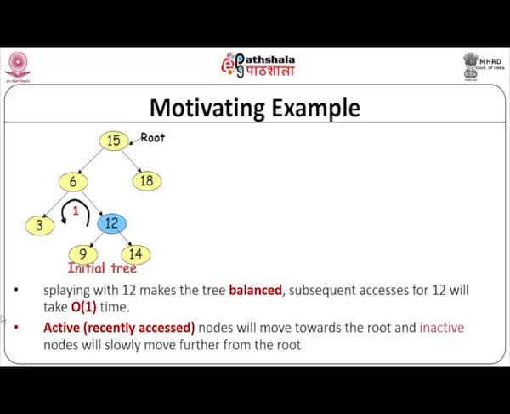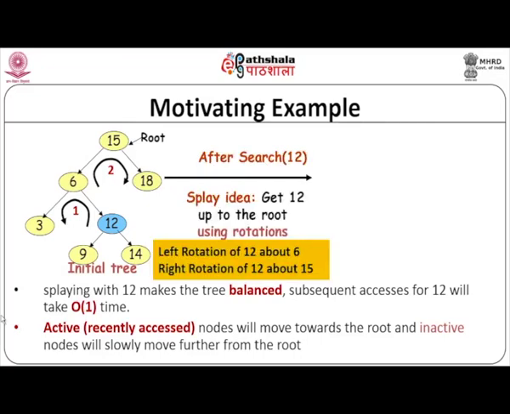We do a rotation. This is a normal rotation. What rotation is this? This is a left rotation. So, you do that, and then after that you do a right rotation. So, after search of 12, the splay idea is to get 12 to the root. Remember here we do not bother about whichever rotation you do, my idea is to move 12 to the root. So, what do we do for that?